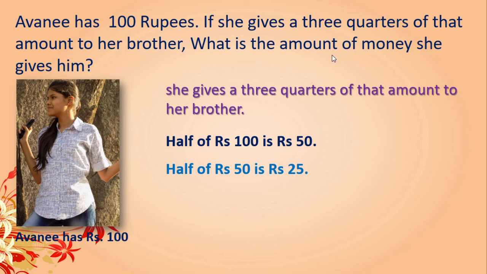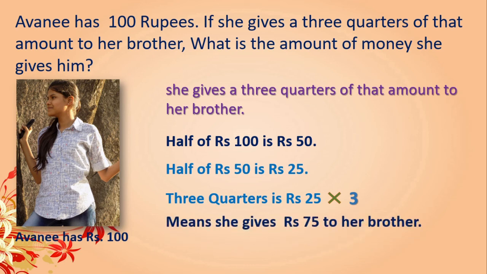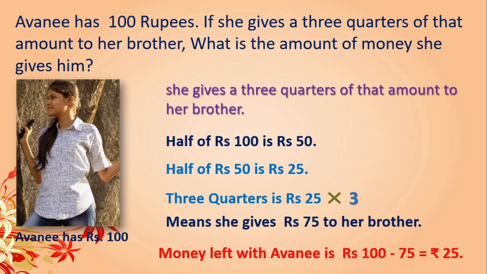And what about the 3/4? 3/4 is nothing but 25 multiplied by 3. Correct? 1/4 multiplied by 3 is nothing but 3/4. Right? So, she gives rupees 75 to her brother. And how much is left with her? Come on, tell me. The amount left with her is 100 minus 75, which is equal to rupees 25. Right?